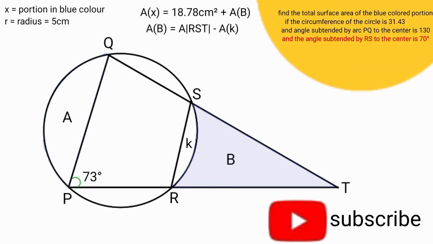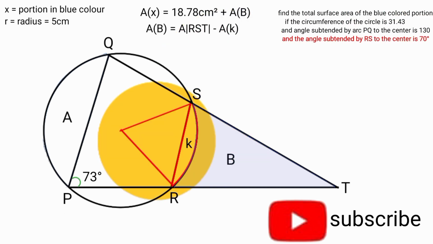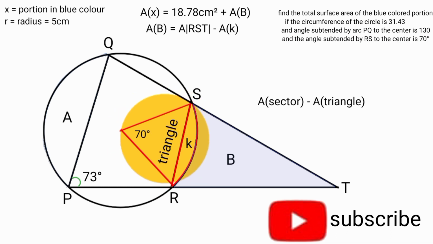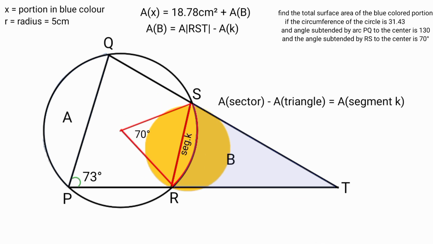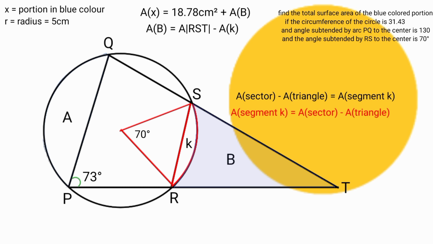Recall here, the angle subtended by its arc to the center is 70 degree. So from the sector now, if we subtract the area of the triangle now, we are going to be left with only the area of this segment K here. So area of segment K equal to area of sector minus area of triangle.